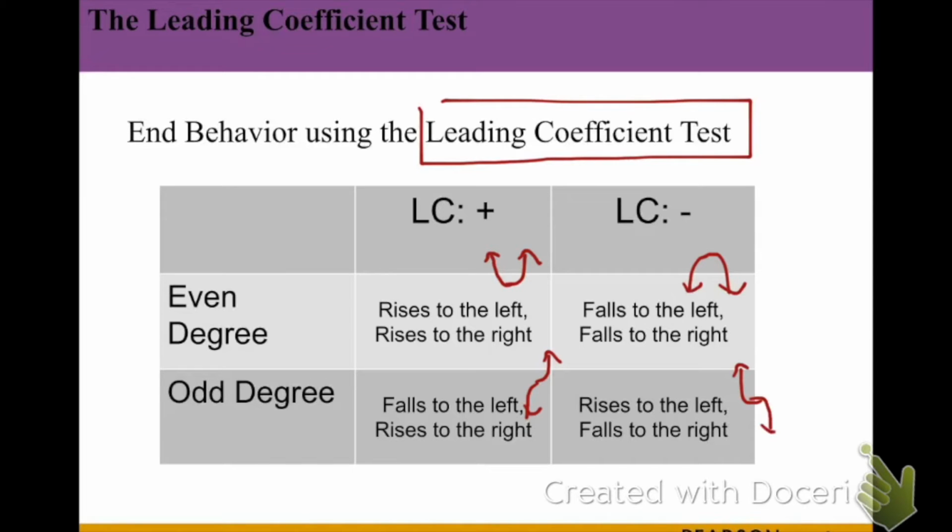The odd degree is the same thing. If it's odd and has a positive leading coefficient, this will be that normal cubic shape of the S-curve with a fall to the left and a rise to the right.